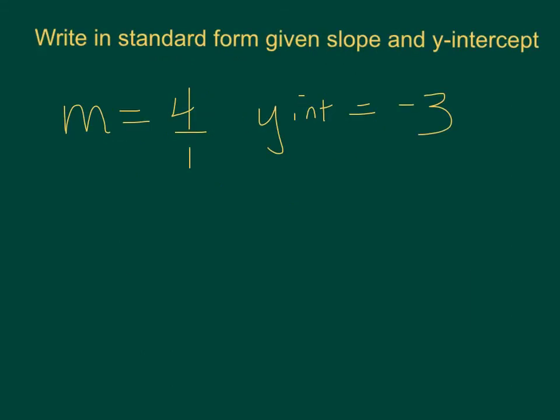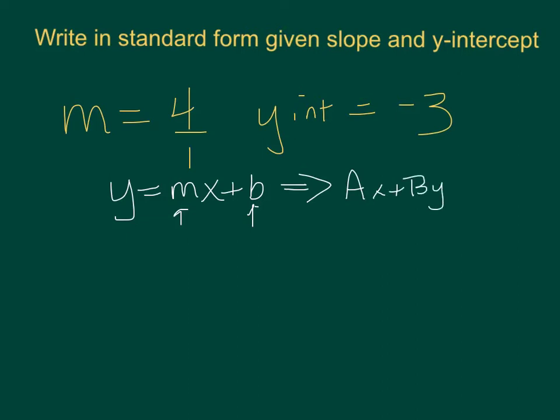Alright, first one. We're going to write in standard form, and we're given the slope and the y-intercept. You're going to have to pick which equation to start with. The equation that has slope and y-intercept is slope-intercept form, which is y equals mx plus b. I can plug the 4 in, and I can plug the b in. Then I need to manipulate the equation so it looks like standard form. Let's start by plugging in what we know. So we have y equals, my slope is 4, x, and my y-intercept is -3.